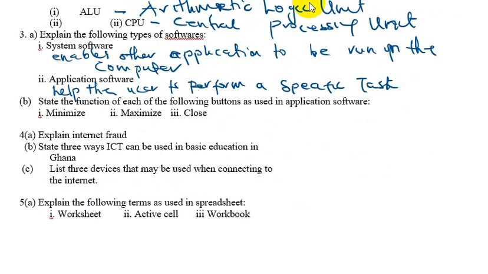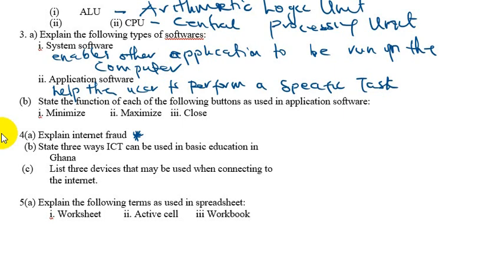So let's use this. The B says that we should explain the following buttons. They say the minimize. Now the minimize is to make the open window reduce in size, right? Good. And the maximize also means that it makes it bigger. Okay. And the close is to just exit from the open window, which you just exit from it. Okay, good.